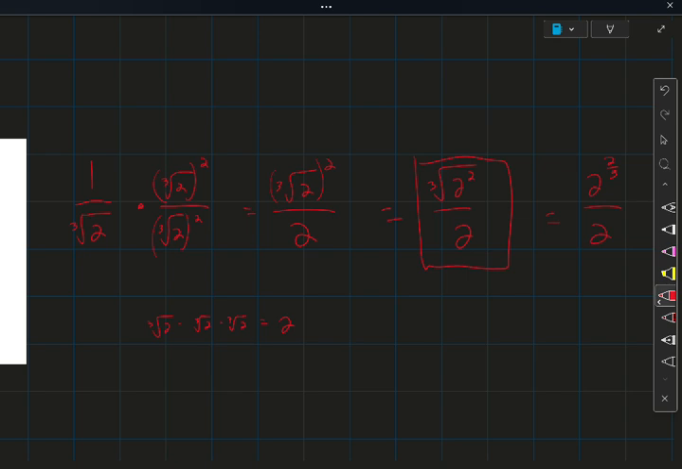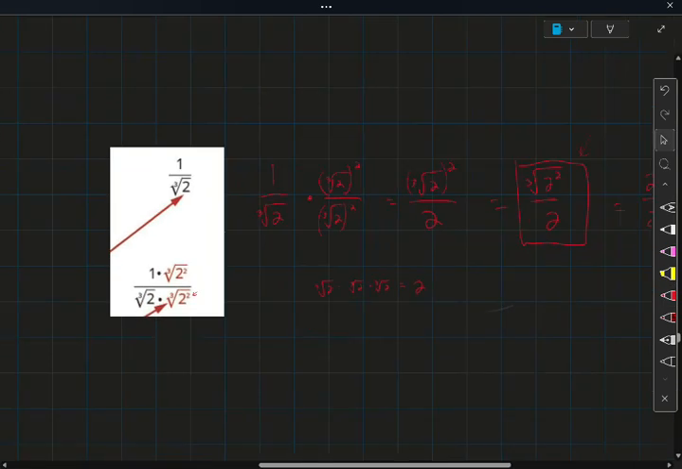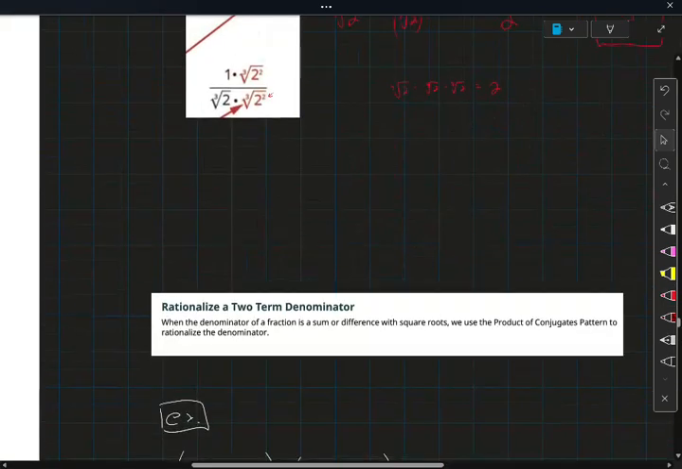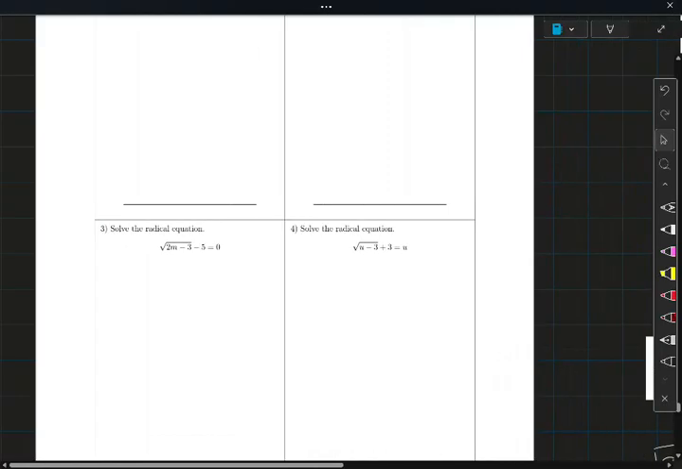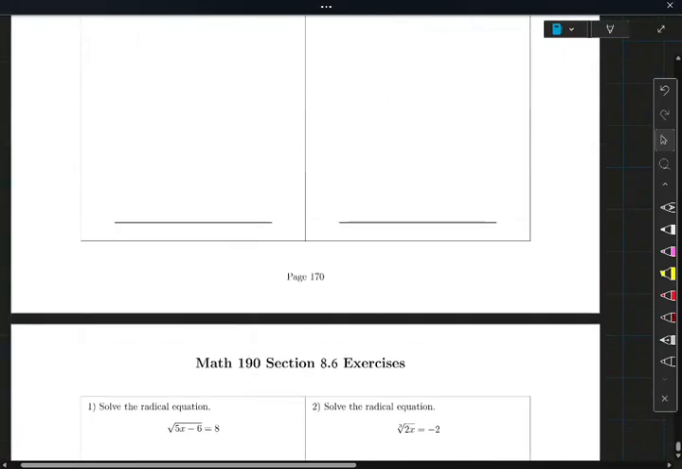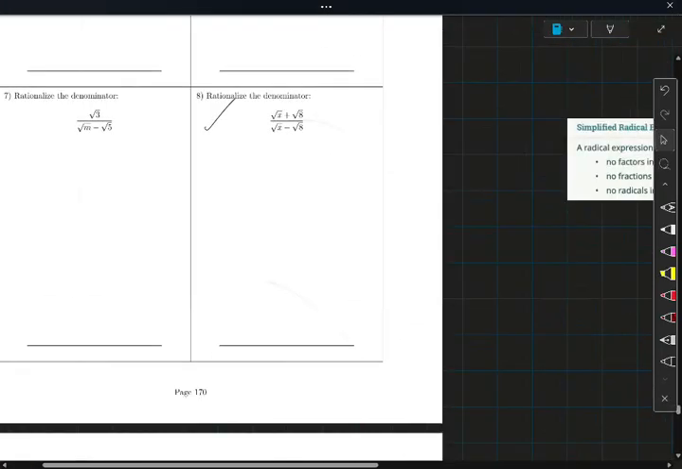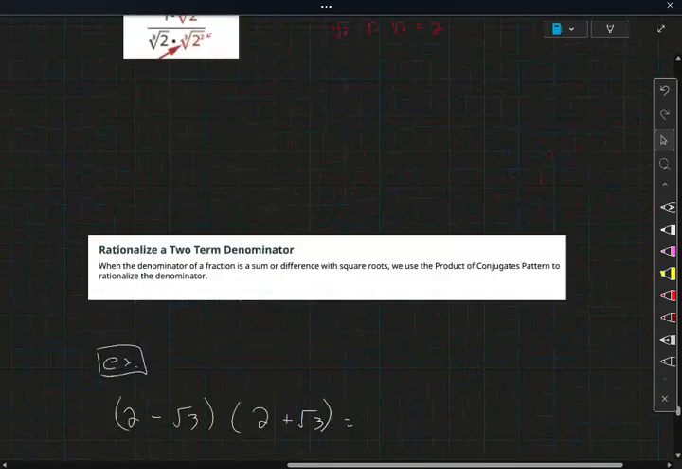Okay? But if you're rationalizing the denominator, you would probably just keep it like that. Okay? Just wanted to show that right there. Let's go on to the next problem. Okay, so right here, let's look at an example right here.